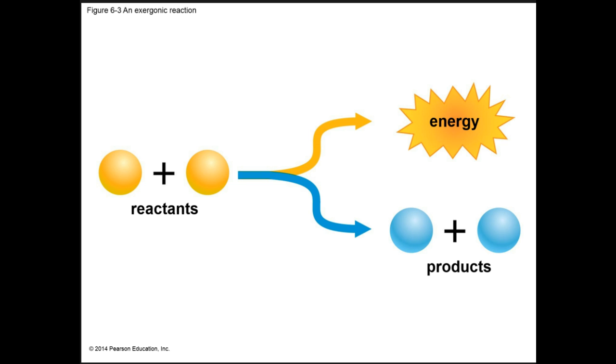In this example, we have 2 reactants in yellow, which are converted into 2 products in blue, with a release of energy as the products are made. When energy is released during a chemical reaction, such that energy is considered part of the products, we say that this is an exergonic reaction.